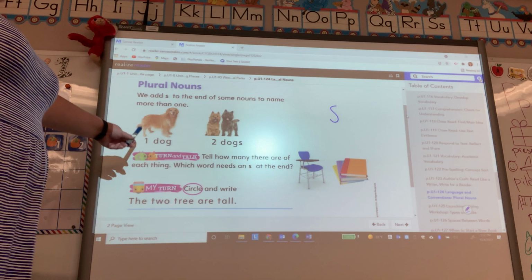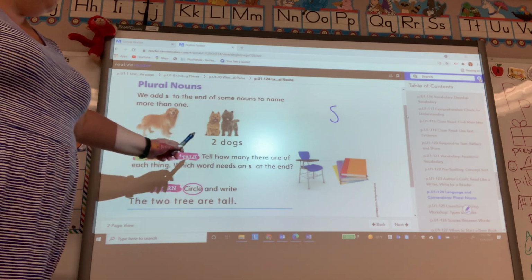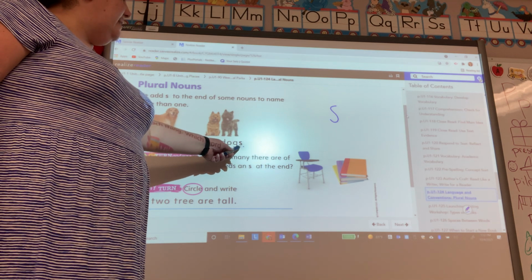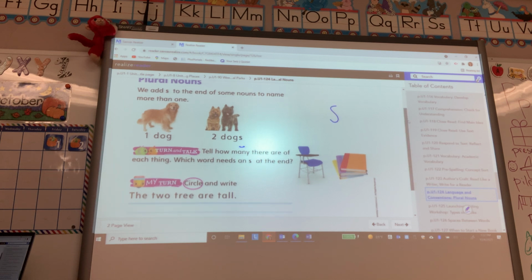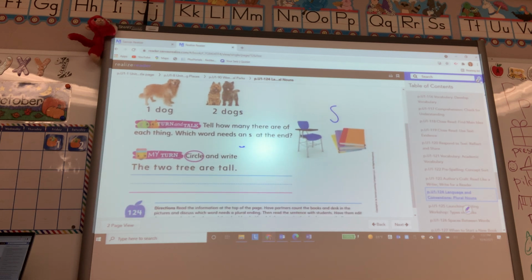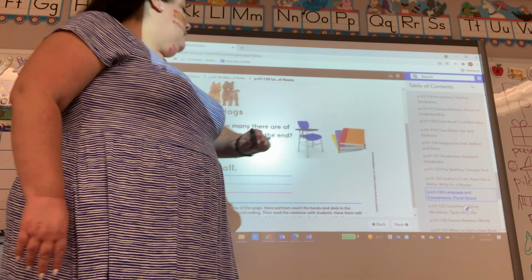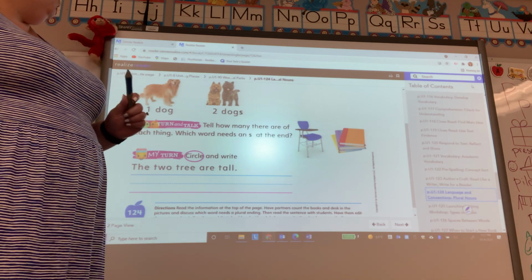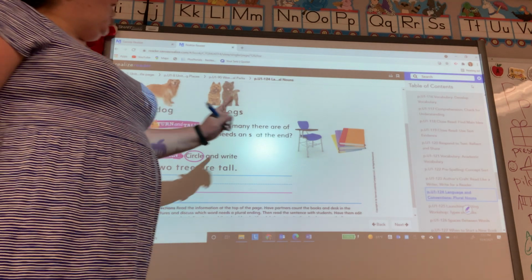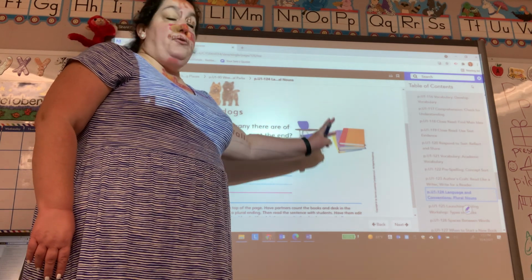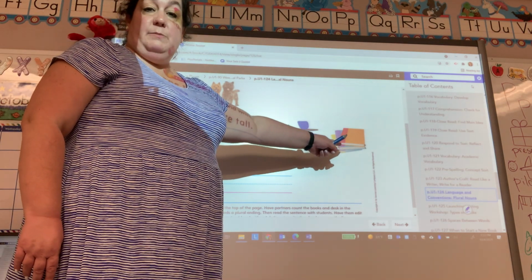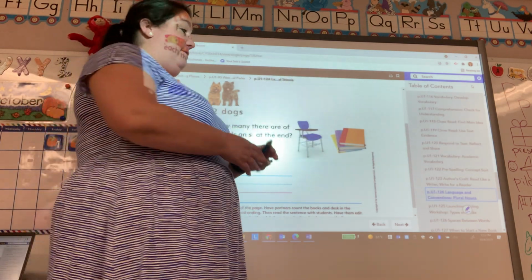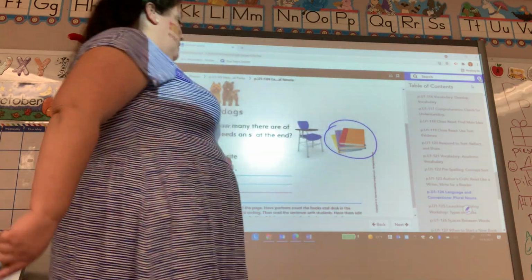So look at these pictures. We have 1 dog, 2 dogs. You see how they added the S? Now look at the picture. We have a desk and some notebooks. Which word needs the S at the end? 1 desk, 3 books. The books, because there's more than one, there's 3 of them. So we're going to circle the books.